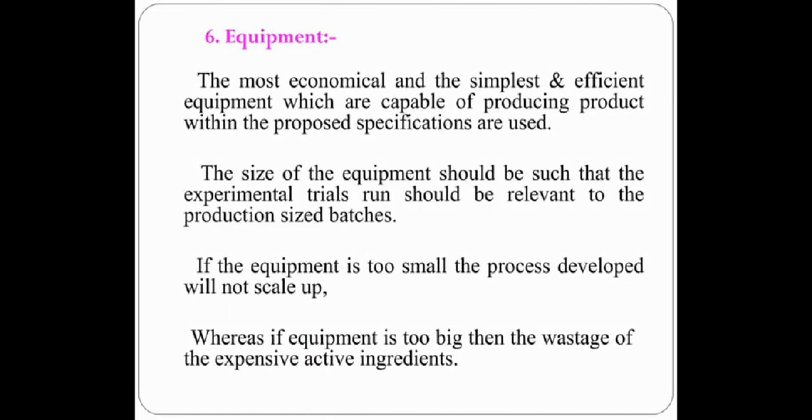Then coming to equipments, the most economical, simplest and efficient equipment which is capable of producing product within the proposed specification is used. The size of the equipment should be such that the experimental trials run should be relevant to the production size batches. If the equipment is too small, the process developed will not scale up. Whereas if the equipment is too big, then wastage of the expensive active ingredient occurs.